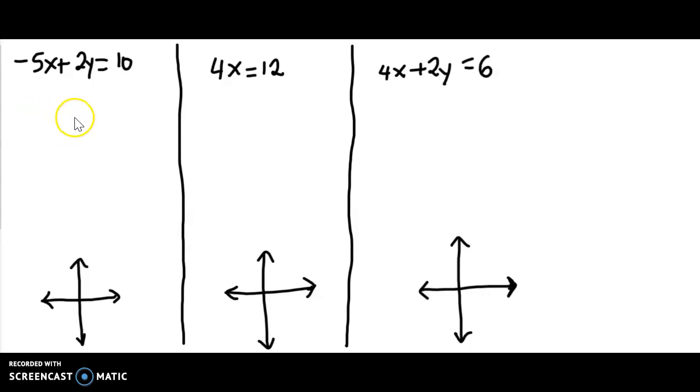All right, this lesson is about finding intercepts so we can graph a line. So I have chosen here 3 specific examples for us to go over.